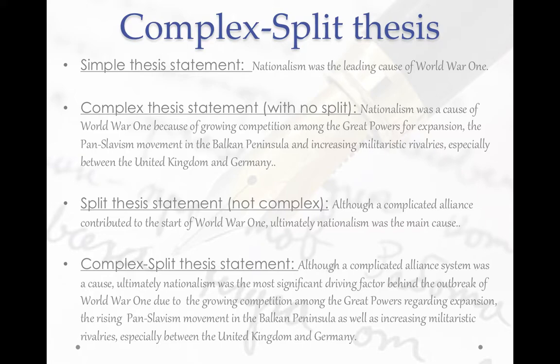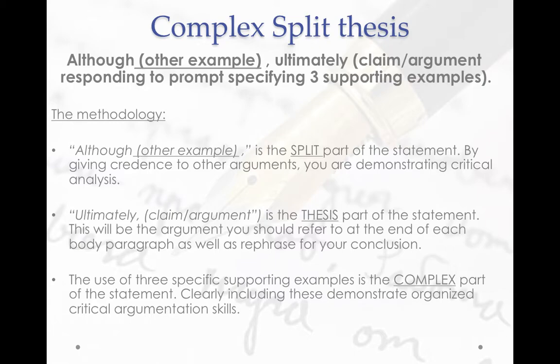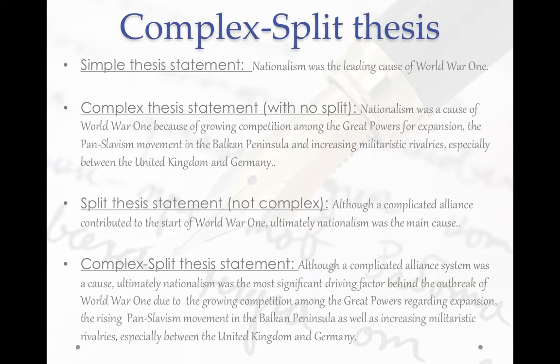So here are some examples so you can see, and I'll skip ahead so we can see that prompt one more time. To what extent was nationalism the most significant factor leading to the start of global war in 1914? So we go back to this, a simple thesis statement, which will not count for the AP exam. You would not get credit for it. This is "nationalism was the leading cause of World War I," because you're really just rephrasing the prompt and you're not making an argument out of new information.